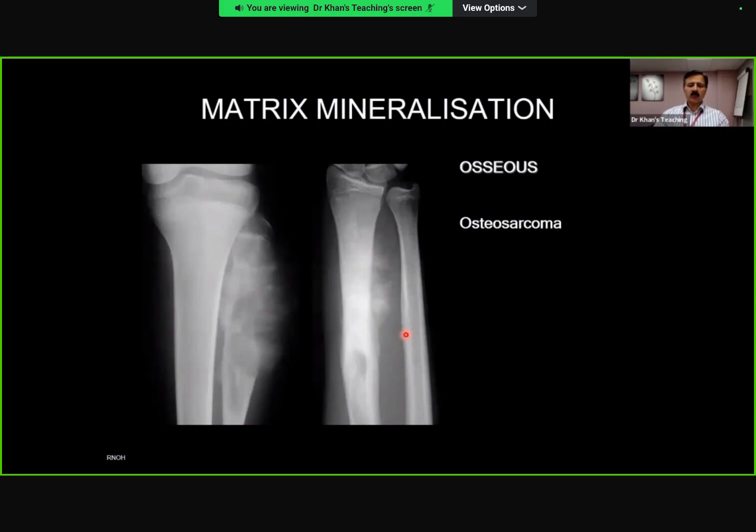So the examiner will ask you what is the differential, and you can say that I did consider Ewing sarcoma in this age group, which is not an error. However, this osseous matrix goes against that. So I'll stick with osteosarcoma.